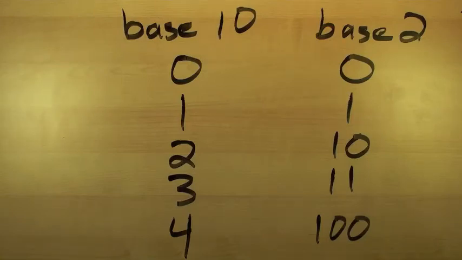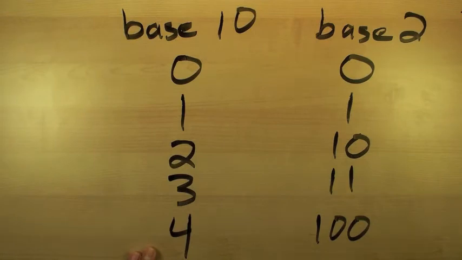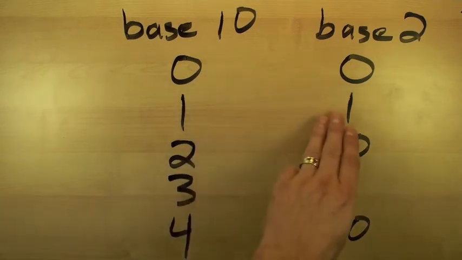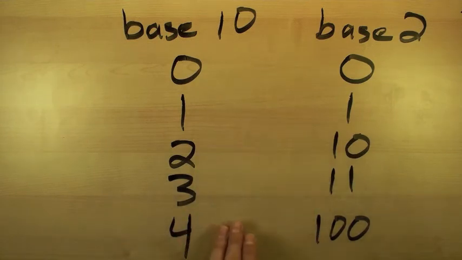Often we want to write a number that is written in one base in terms of another base. So for instance, we can see the first 5 numbers written in base 10 and the first 5 numbers written in base 2, and we can figure out that 0 corresponds to 0, 1 corresponds to 1, 2 corresponds to 10, 3 to 11, and 4 to 100 in these different bases.